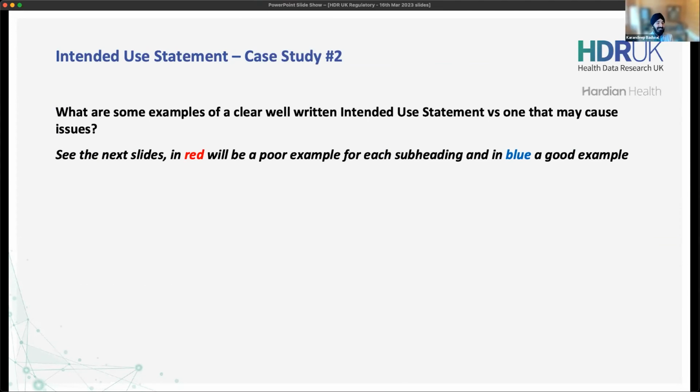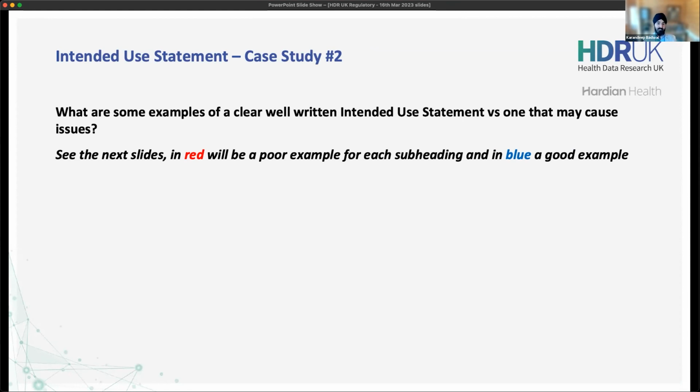Right, so the intended use statement. We're going to give you some examples of what is a clear, well-written intended use statement versus one that may cause issues. Ideally, don't be ambiguous. Try and be very clear about what your device actually is, because when you're clear what your device is, then you can work accordingly. I know that me and Mike keep banging on about the intended use statement, but it is important that this is basically the spine of your medical device. It holds everything together. So if you get this right, everything else will be much easier effectively.